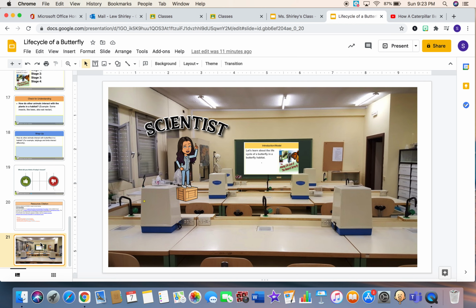So, we want to summarize what we learned today. We learned about the life cycle of butterflies in a butterfly habitat. We learned the different stages of the life cycle of a butterfly. We learned about the habitat of a butterfly and how it interacts, and what butterflies eat in the different stages of its life cycle.